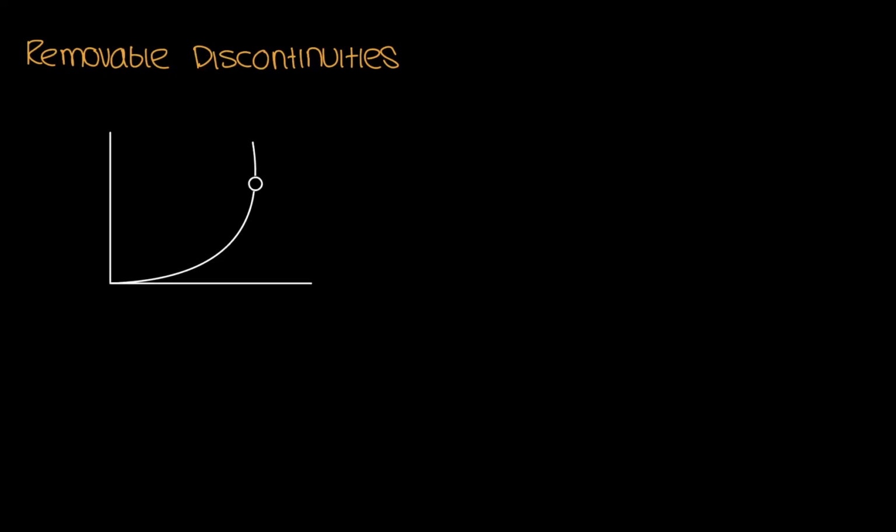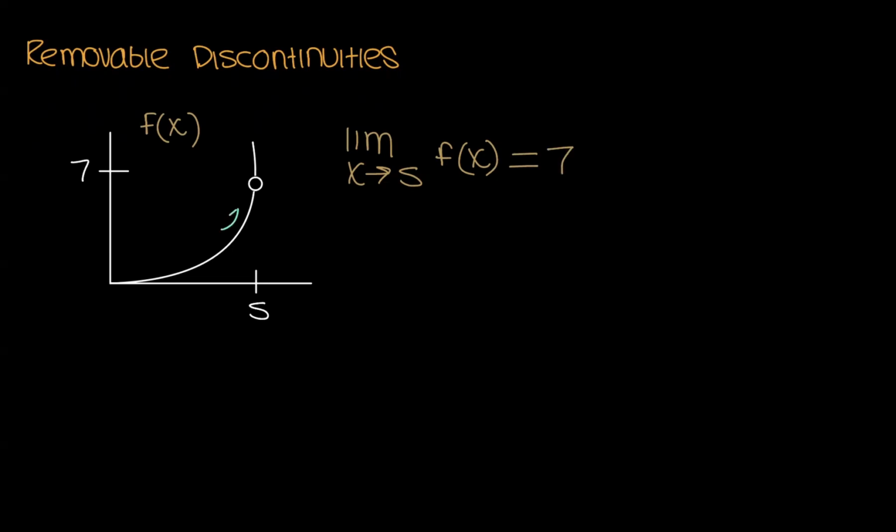This is my hole discontinuity. And let's say this exists at x equals 5, at a value of 7, right? We've been talking about this idea that the limit as x approaches 5 of my function f of x is going to equal 7, right? From both sides, as I approach this function, we're going to get to 7.